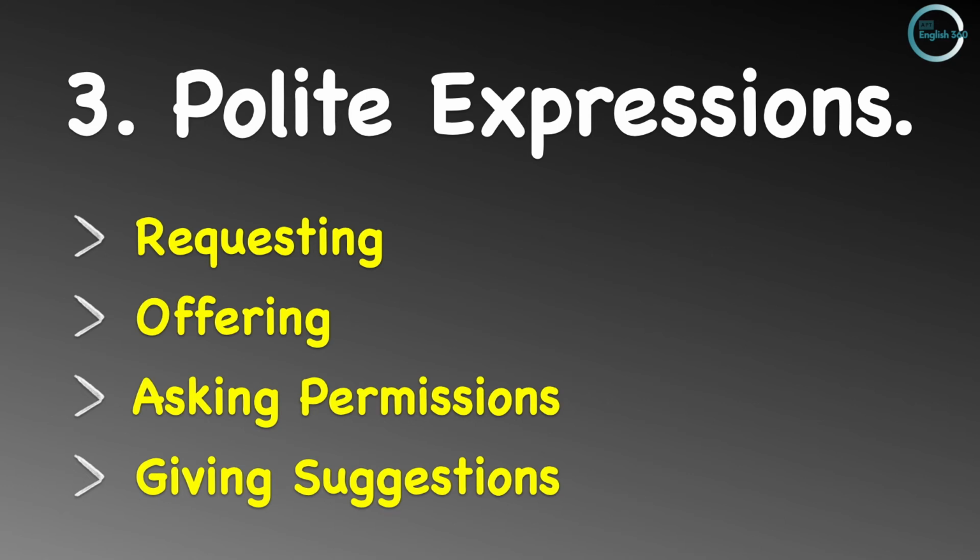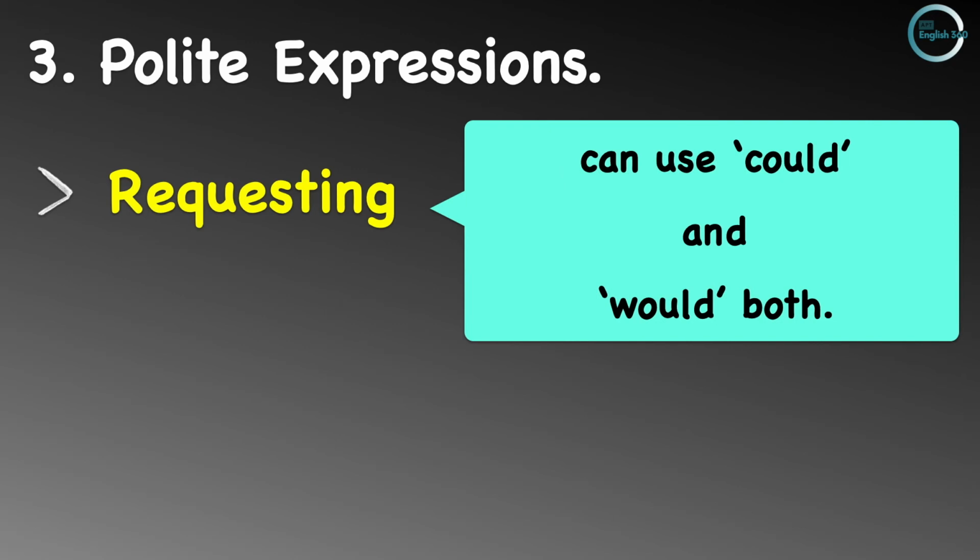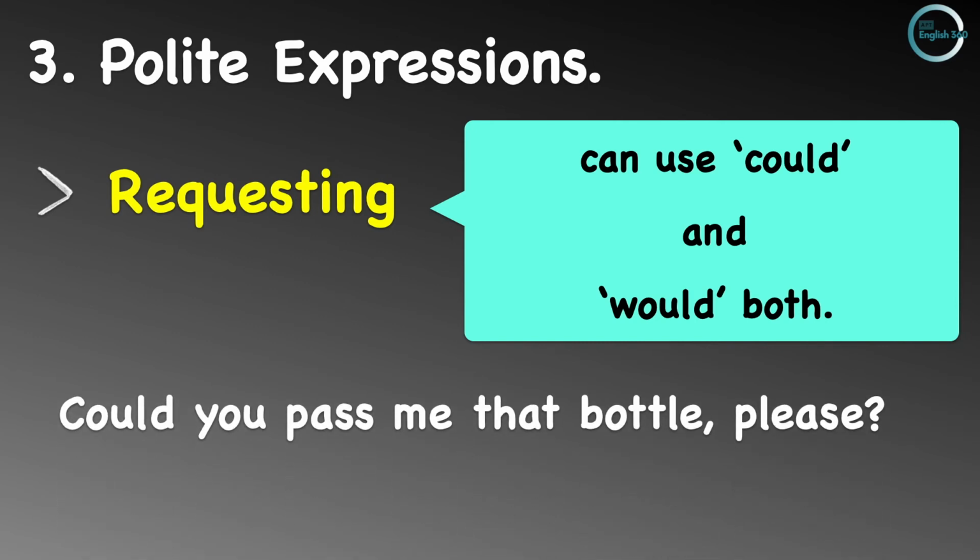All right, so let's talk about requests first. When requesting, you can use would and could both, okay? How? Let's look at some examples. So, could you pass me that bottle, please? I'm requesting someone to pass me or give that bottle to me. Could you pass me that bottle, please?